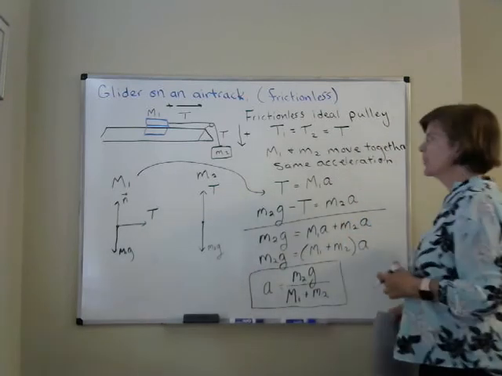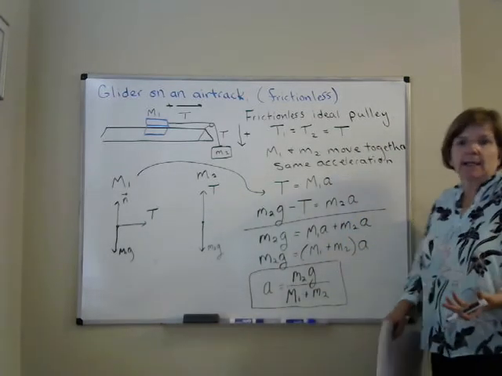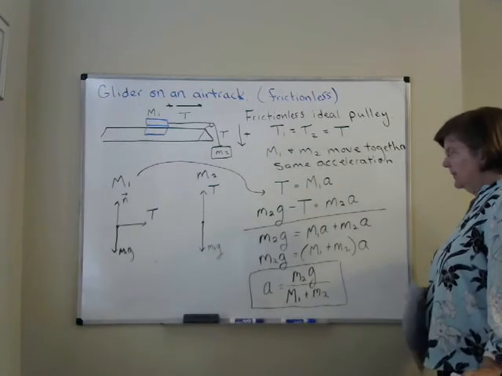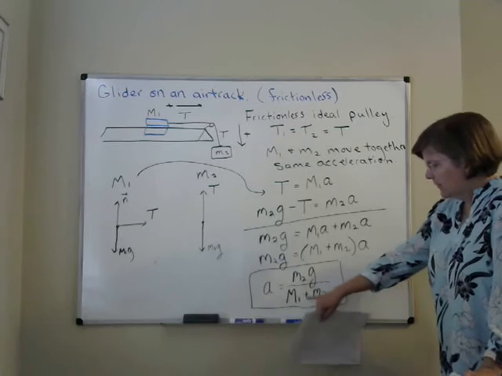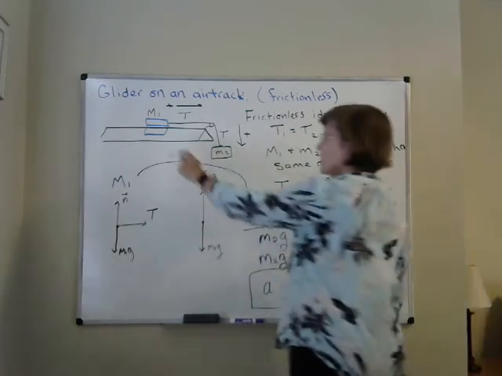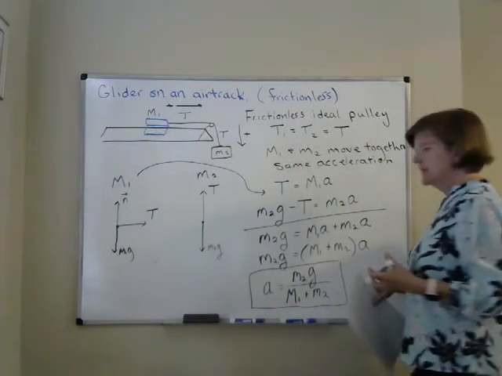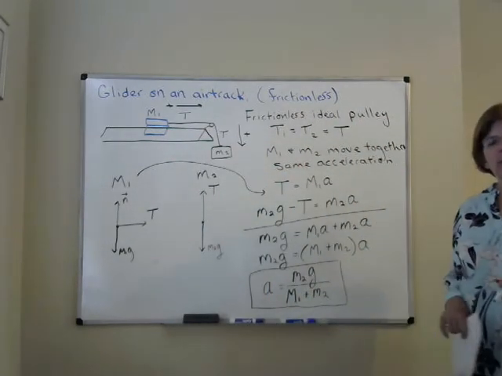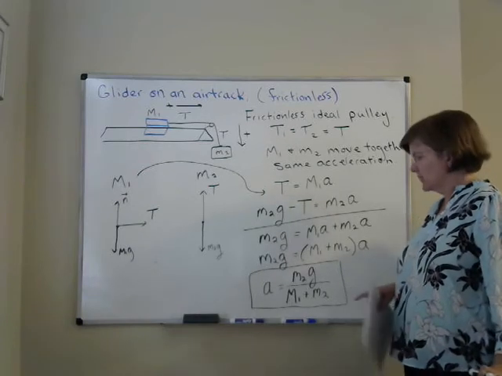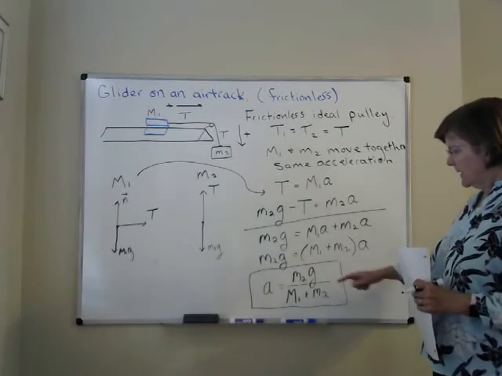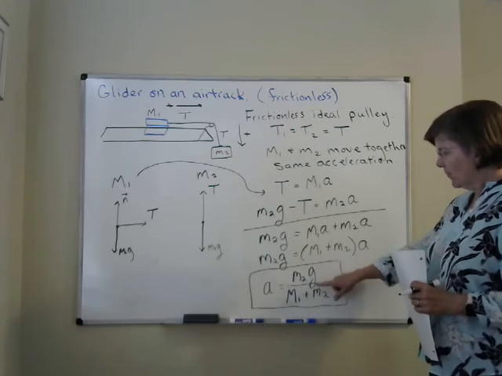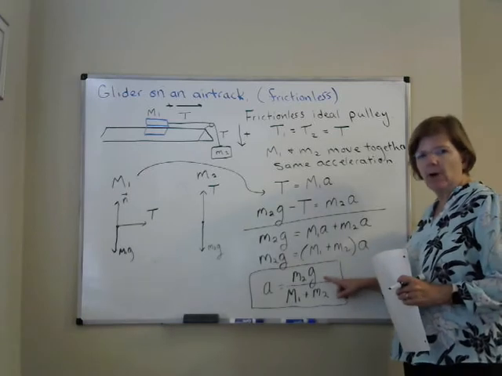We can do this problem with known masses, but they didn't give me known masses, they just gave me variables. Let's think about it. It makes sense that if we let mass 1 get very, very large, if this turns into a really big mass, that the acceleration would get really, really small. On the other hand, if we leave mass 1 alone and we let mass 2 get very, very large, we can see that we'll gradually be approaching free fall.